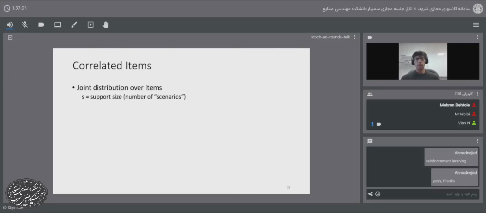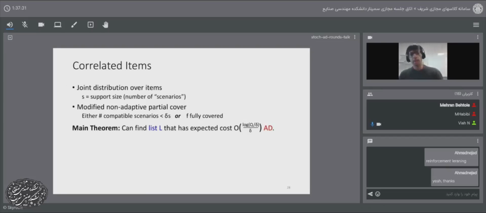So moving on to the correlated case, I just have a one-slide summary pointing out the differences. So we now have a joint distribution over items. And as I mentioned, our performance bounds will depend on the support size of this joint distribution. And this support size will also be called the number of scenarios. That's standard terminology in stochastic optimization.